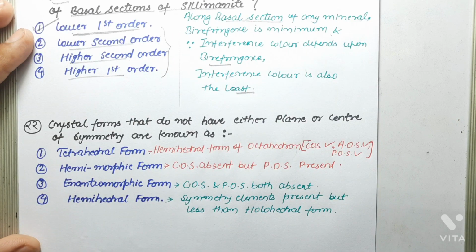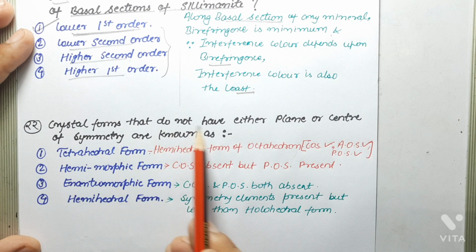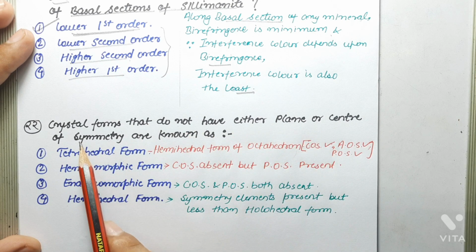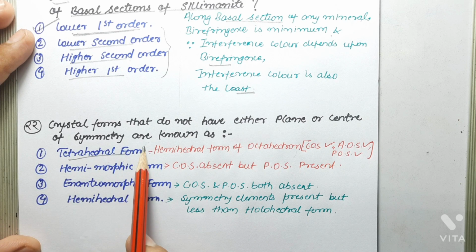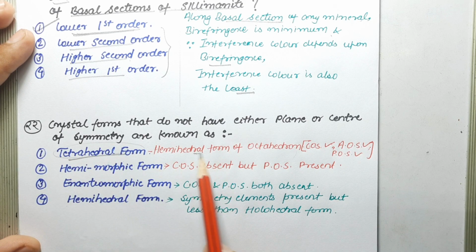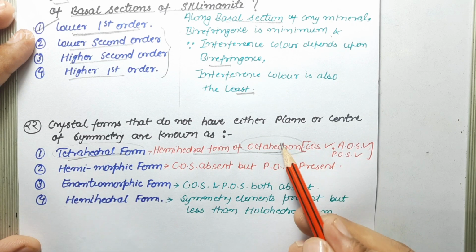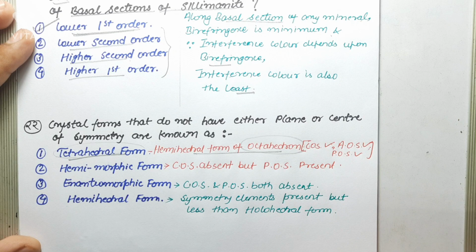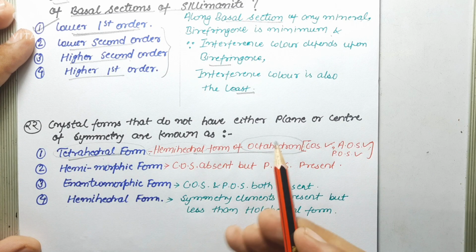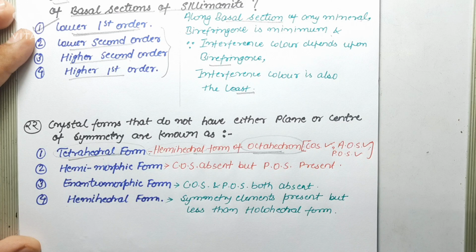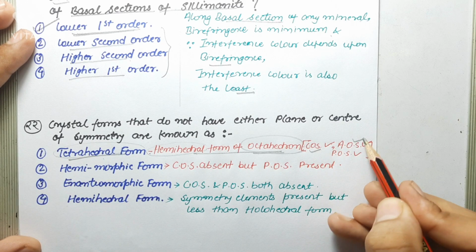Next question says crystal forms that do not have either plane or center of symmetry are known as. So first one is tetrahedral form. Basically tetrahedral form is hemihedral form of octahedron, and octahedron is a form of cubic system that contains maximum number of symmetry classes. Okay, and since tetrahedral form is hemihedral, there is less symmetry as compared to octahedron, but still center of symmetry, axis symmetry and plane of symmetry will be present.